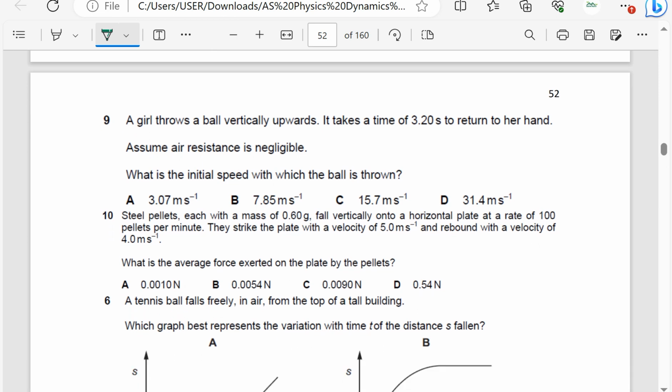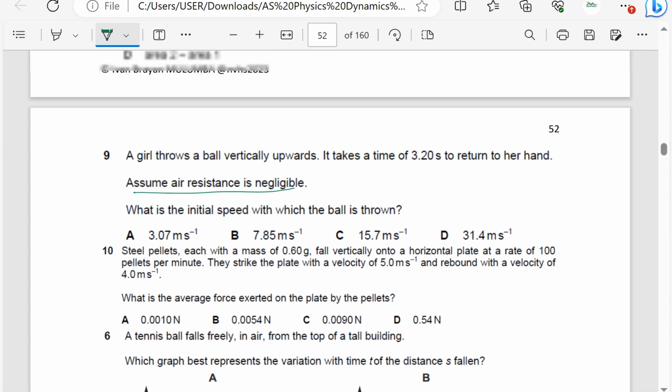A girl throws a ball vertically upwards. It takes a time of 3.20 seconds to return to her hand. Assume air resistance is negligible. What is the initial speed with which the ball is thrown? If air resistance is negligible, acceleration is going to be acceleration due to gravity. So I'll simply use s equals ut plus a half at squared. Since it returns to her hand, the displacement is 0. It comes back to the same level.